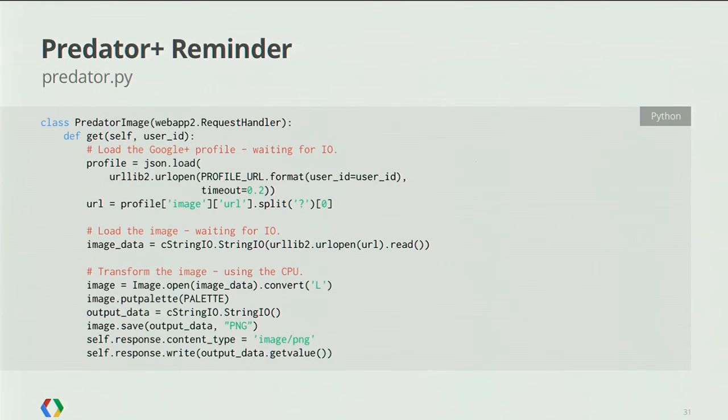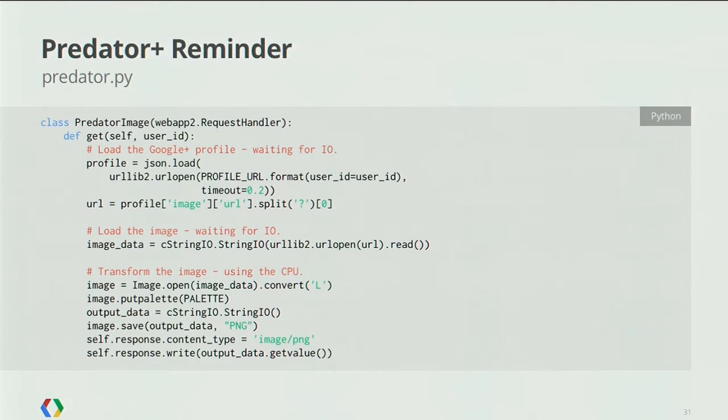Here's a reminder of basically what the Google Plus variation of the Predator application does. I removed some of the exception handling because cool people don't do exception handling, and it makes the code too big. I've put comments that break the code out into 3 stages. First, we load the Google Plus profile. And when we are loading the Google Plus profile, we're not using the CPU. We're just waiting for the network to get back to us with some data.